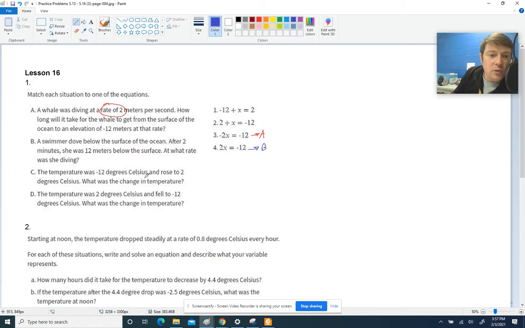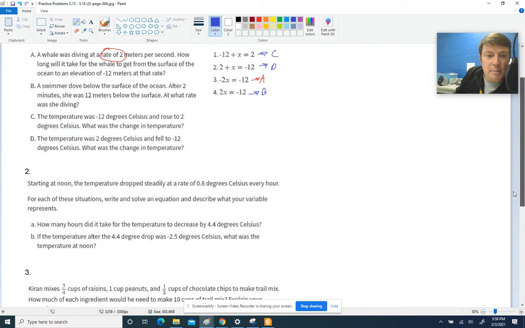And then the temperature was negative 12 degrees Celsius and rose to 2 degrees Celsius. What was the change in temperature? So if I'm at negative 12 and I rose to 2, that would match with this one right here. And the change would be what we're looking for. That would be C. And then obviously this one must be D. So there we go. Let's move on to number 2.